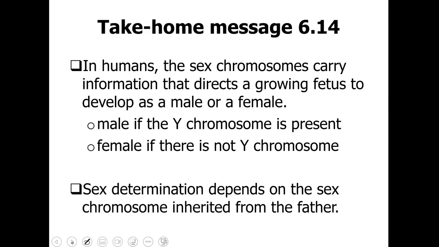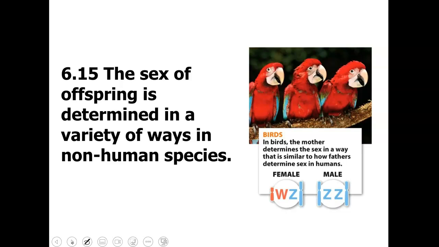So sex determination depends on the sex chromosome inherited from the father. The sex of the offspring is determined in a variety of ways in non-human species. If you look here at these birds, the mother determines the sex in a way that is similar to how fathers determine the sex in humans. The mom can be W and Z, so she can give either one to her offspring in the egg. However, the male is just Z and Z, so he can only give the Z in his sperm.